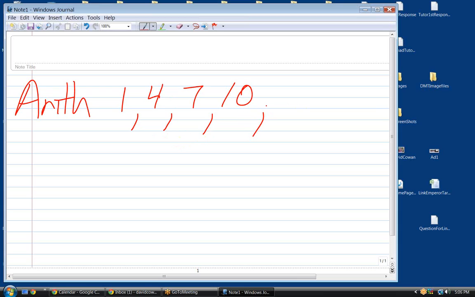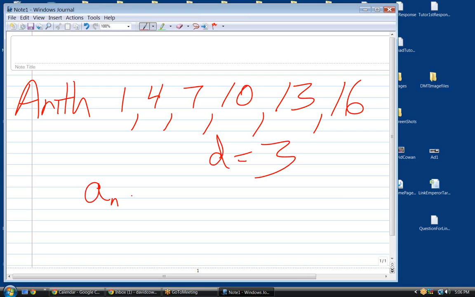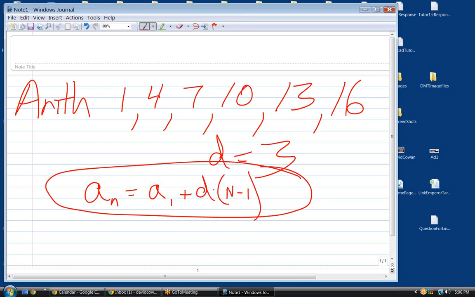Okay. The next one is, write the next three terms of the arithmetic sequence. Oh, hold it. In the sequence that I've drawn on my page, what's the next? Oh, my bad. 13. Okay, and the next term after that? 16. So the common difference is 3. And there's a formula that tells you the nth term. The nth term is the first term plus the common difference times the number of terms minus 1. You want to memorize that.